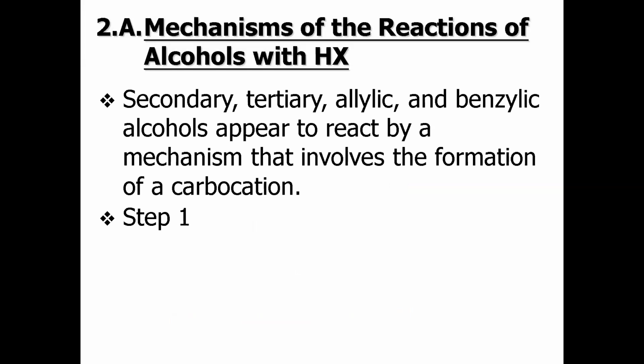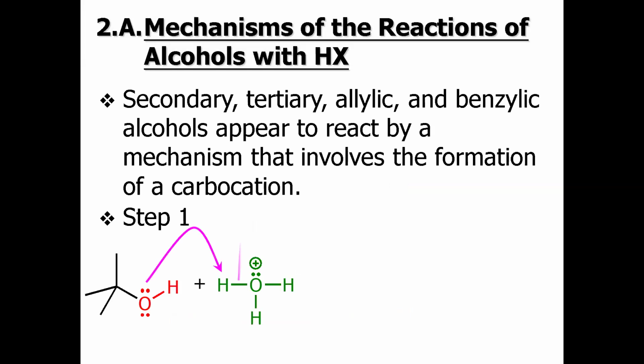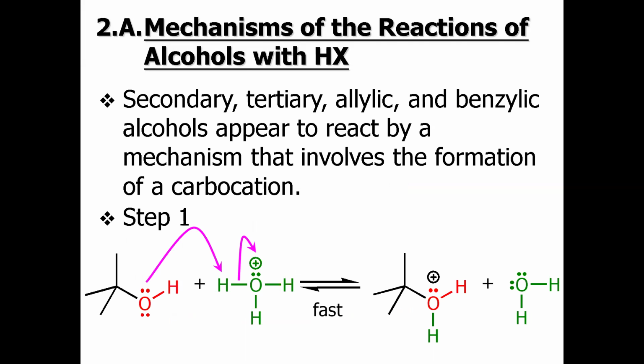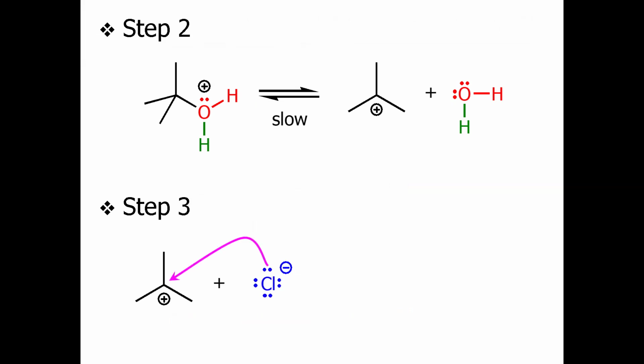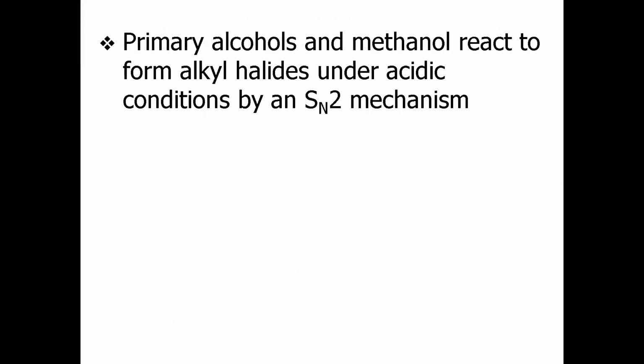Let's see the mechanism of the reaction. The first step is the protonation from the acid to give you the oxonium ion. The second step, the slow step, is the formation of the carbocation, especially when the alcohol is a tertiary alcohol. In the next step, the attack of the nucleophile, like the halide. In this example, we have the chloride ion, which acts as a nucleophile to give this alkyl halide. Primary alcohol and methanol react to form alkyl halide under acidic condition by SN2 mechanism. The previous example was the SN1 mechanism.